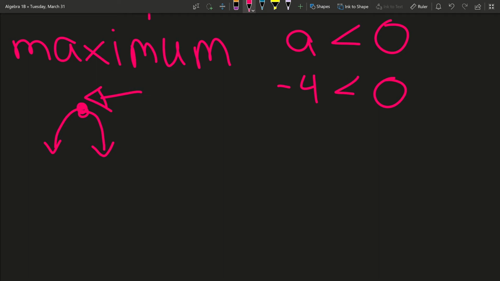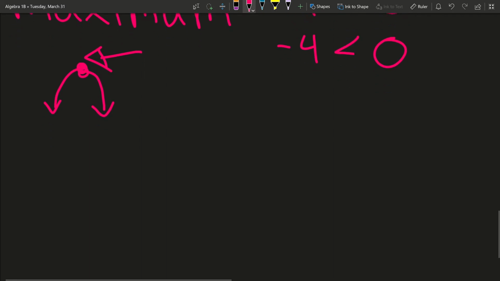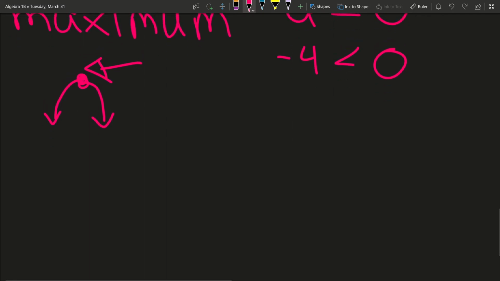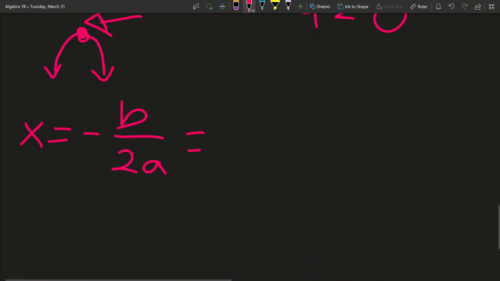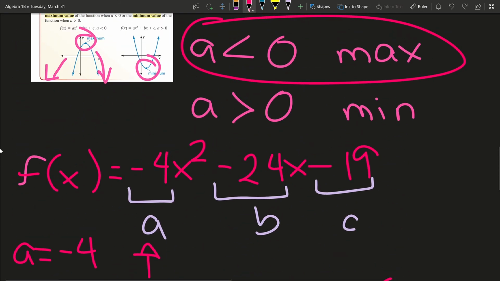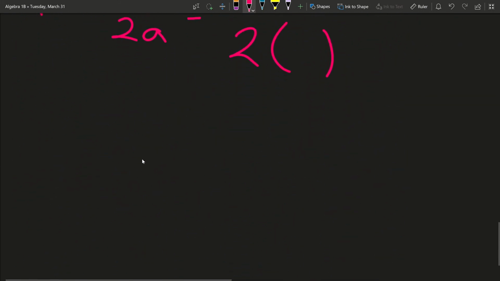This is going to be our maximum. We want to figure out what this exact point is. To find that, we use the same process as the axis of symmetry and vertex. We can use the same formula we've been using: negative b over 2a. What is our b again? Negative 24. Let's plug that in. Remember to keep the negative in front, and we bring down this 2, and our a is negative 4.